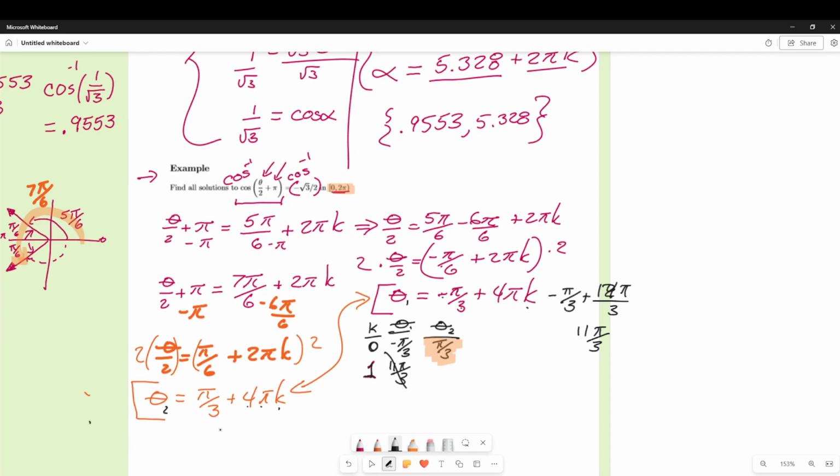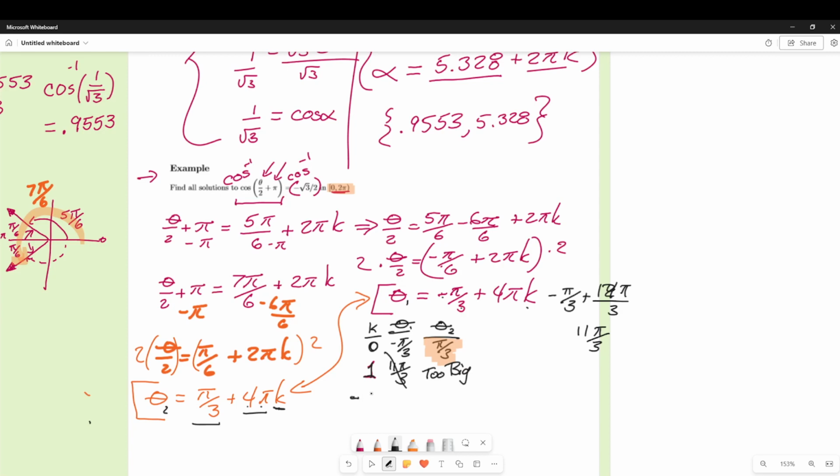And it should be clear that if we let k equal 1, pi over 3 plus 4 pi, it's going to be bigger than 2 pi. Heck, it's going to be bigger than 4 pi. So notice that compression factor pushed a lot of solutions way too far out. So I'm just going to say too big here because it's not going to give us any solutions.